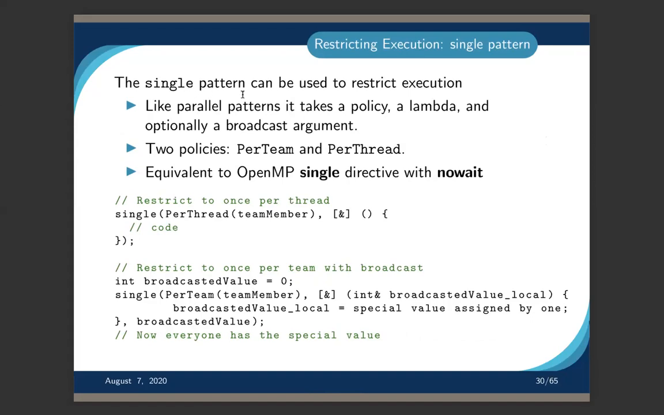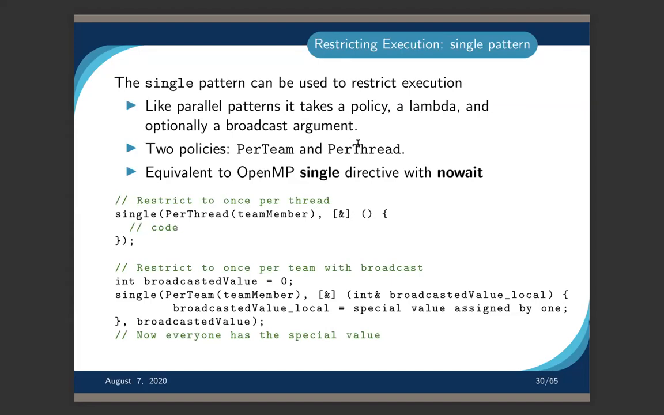And that's where the single pattern comes in. The single pattern is essentially used to restrict execution to a subset of threads. It's like other parallel patterns. It takes a policy, a lambda, and potentially an optional broadcast argument. And there's two policies. There's a per team and a per thread policy. It's really equivalent to the OpenMP single directive, actually with a nowait on it. So in the simple case, what you can do is you can do single per thread or single per team. The lambda doesn't take any arguments and just executes the code with one guy.